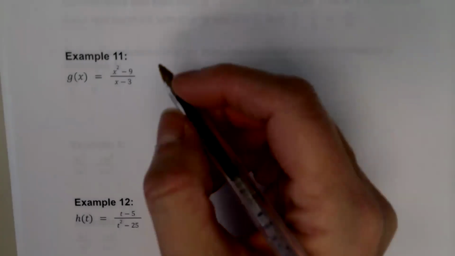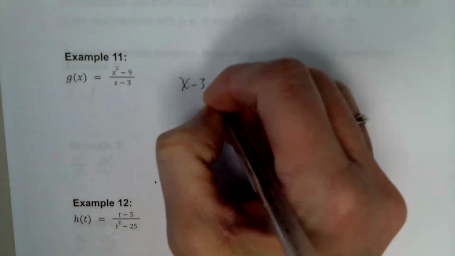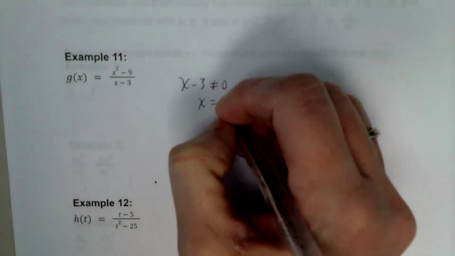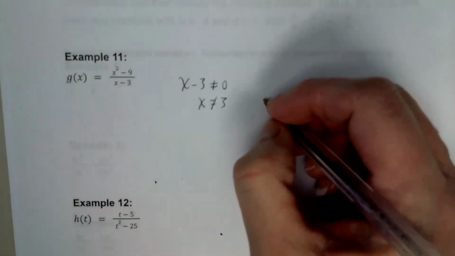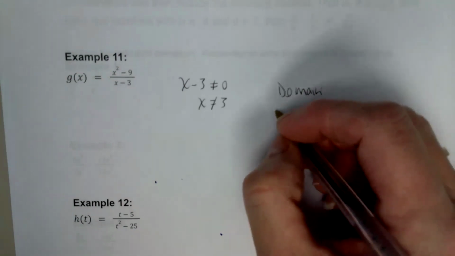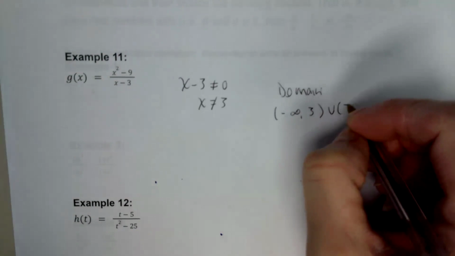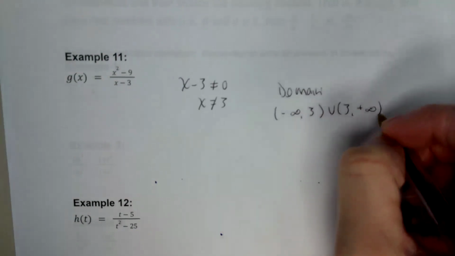Let's look at this one. We have x minus 3 cannot equal 0, so that means x cannot equal 3. So our domain for g of x is negative infinity up to 3, union with 3 to positive infinity.